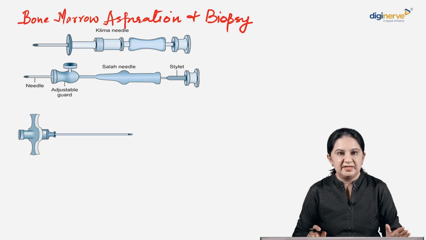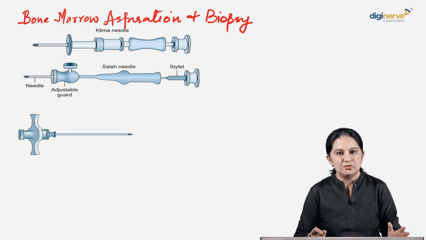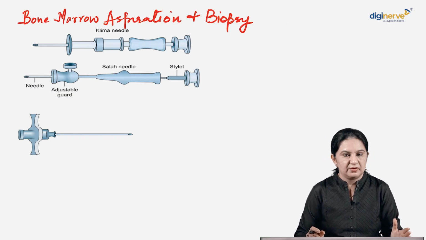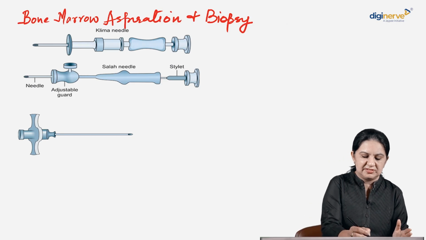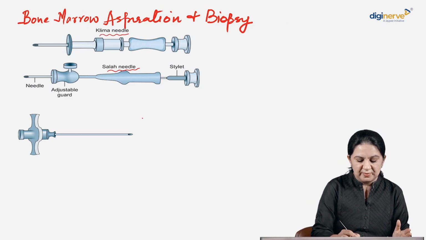Although we discussed the biopsy needles and aspiration needles in our regular classes, I thought I'll briefly mention them here because sometime back a question was asked where you were given an image and asked to identify the needle. So we have bone marrow aspiration needles and bone marrow biopsy needles. Bone marrow aspiration needles are the Klima needle and Salah needle, and this is the bone marrow biopsy needle, or the Jamshidi needle.